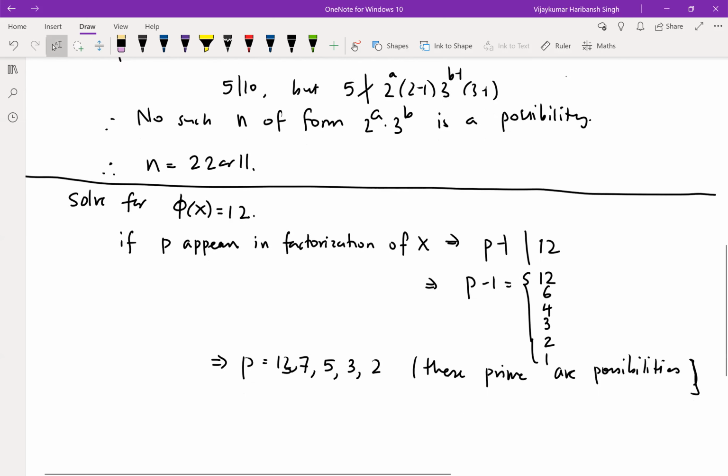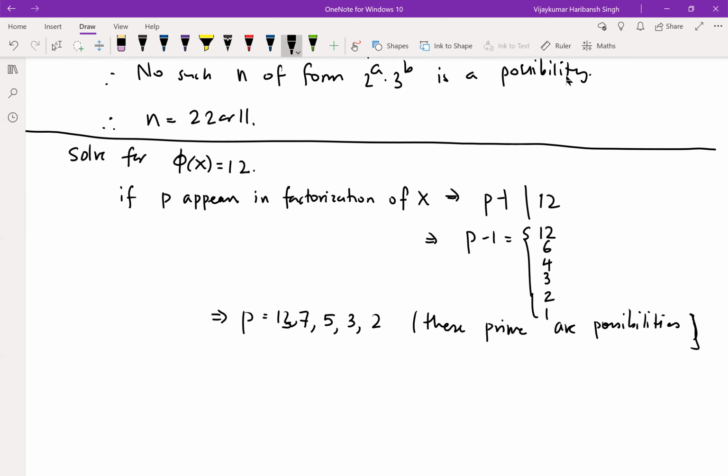Now let's start with 11. Sorry, let's start with 13. So p equals 13. Note that 13 does not divide 12. So therefore, the multiplicity of 13 is 1.